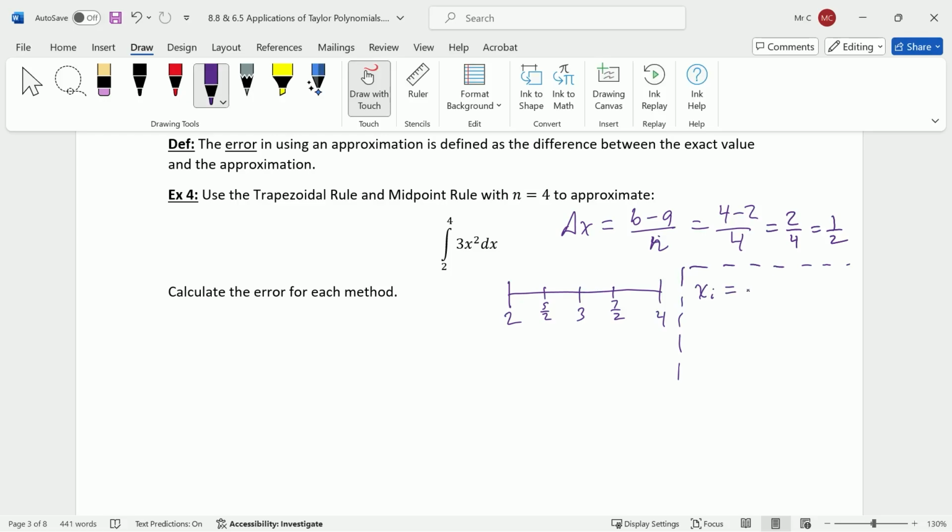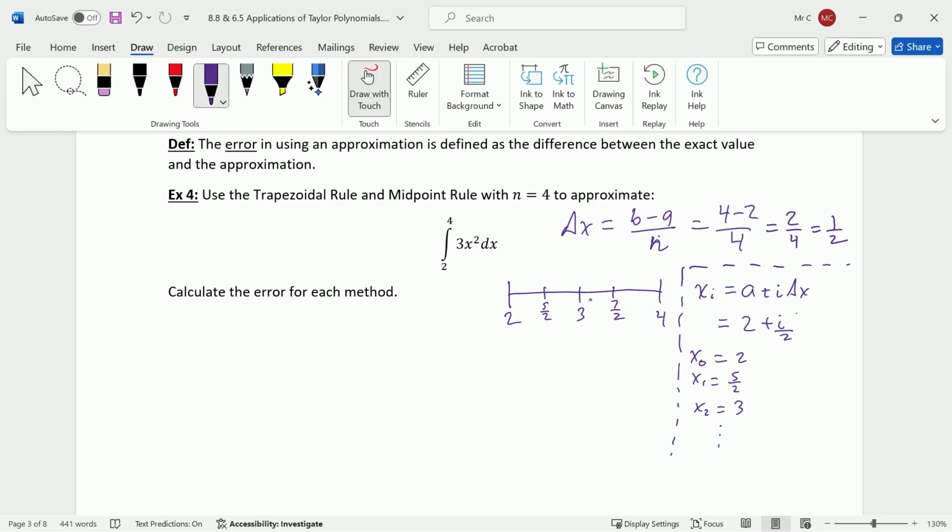So if we were to use the formula, x sub i equals a plus i delta x, that's going to look like 2 plus i times 1/2, which is i over 2. So x0 is just 2, and x1 is 2 plus 1/2, that's 5 halves. And x2 is 2 plus 2 halves, which is 3, and so forth and so on. But I already figured that out in the picture, so I didn't really need to do that. I just wanted to illustrate, hey, you can just set up that formula, plug and chug, and you're good to go.